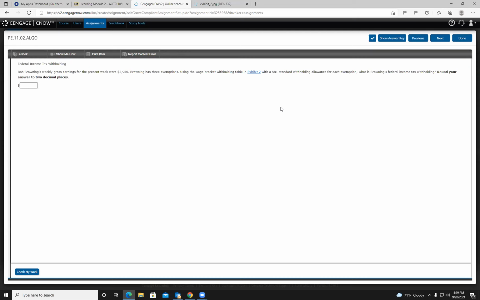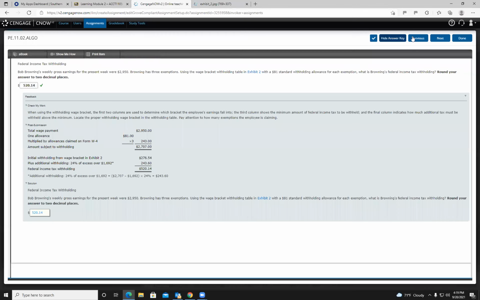It's asking, what is Browning's federal income tax withholding? Again, I'm going to click on show the answer key because it shows you the math step by step on how they came up with the answer of $520.14. This is his total wage. Again, take the normal withholding allowance of $81 and multiply it by 3, which gives you a total of 243. Then you subtract 243 from his total wage earnings of $2,950.